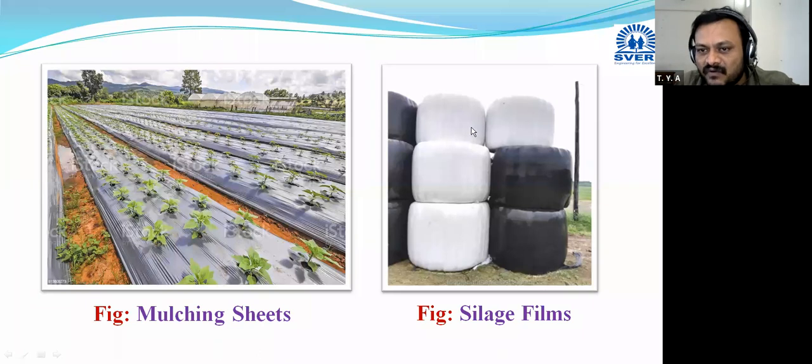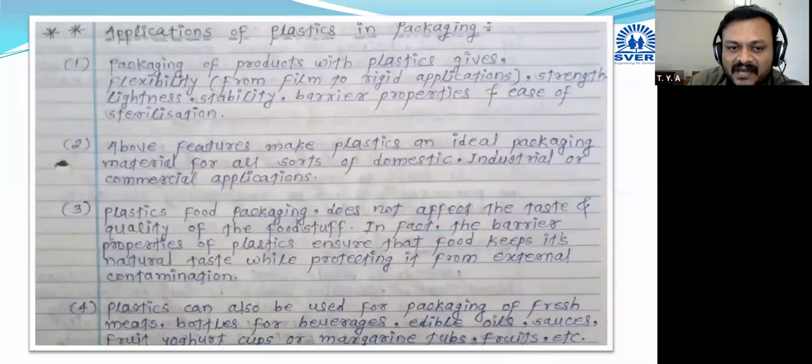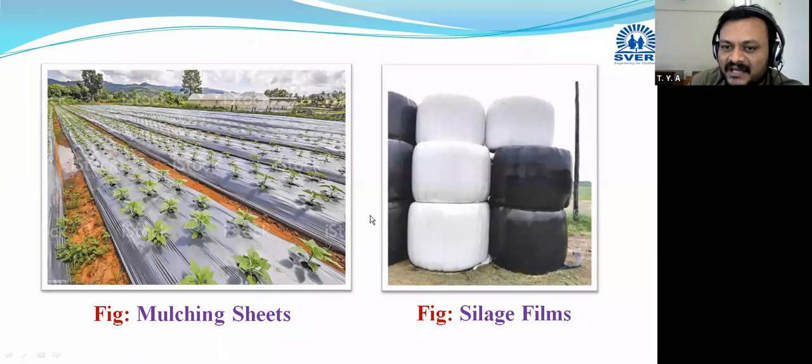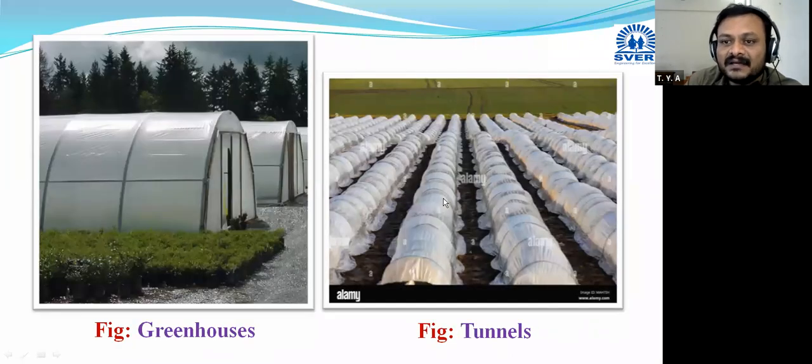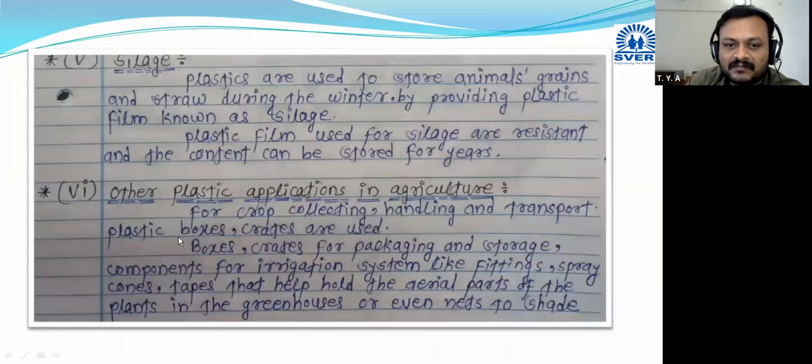Okay, these are used for protecting the animal grains or animal straws, and we can use that stored material for 1 year, 2 years, like this. It will protect the grains from whichever environmental hazards are there, and it will maintain the quality also. So these are the silage films. Okay, tanks also I have explained. So these are some applications of plastic material in the agricultural field, and some other applications I have highlighted in the last point here.